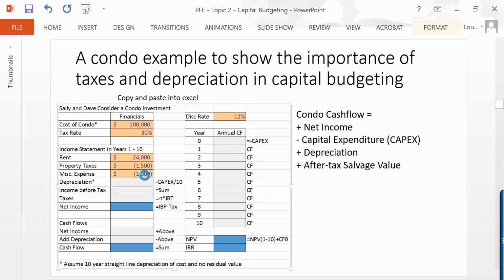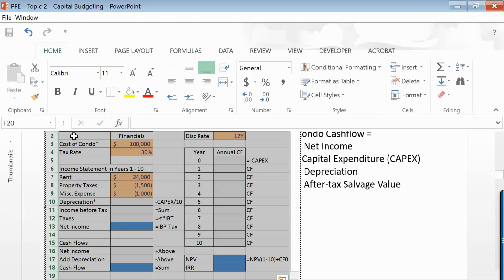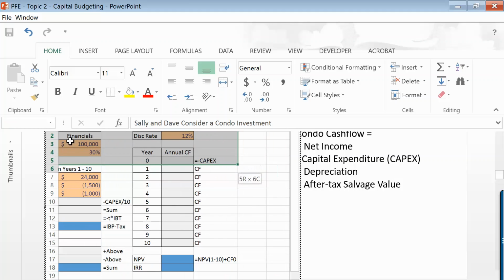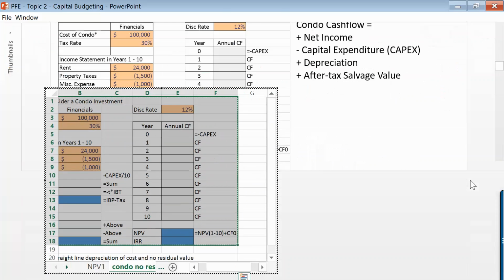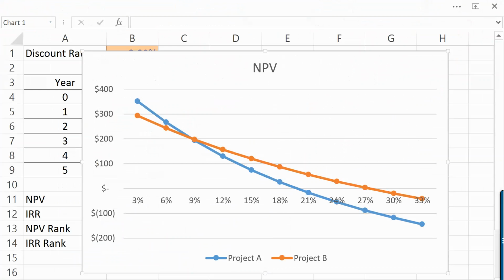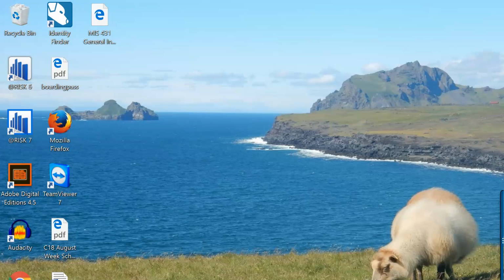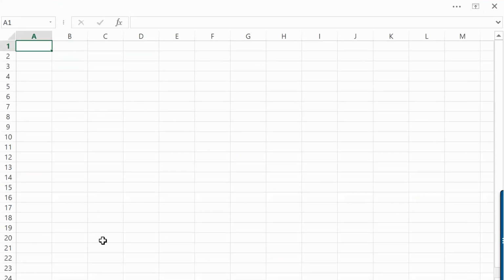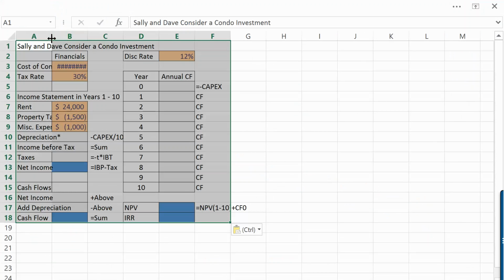So here's how we go. We're going to grab this example here of buying a condo. This is a kind of personal investment example. So I'm going to grab the spreadsheet, copy that, and go to my Excel sheet. I'm going to paste it, and now let me just even up the columns and make this look better.